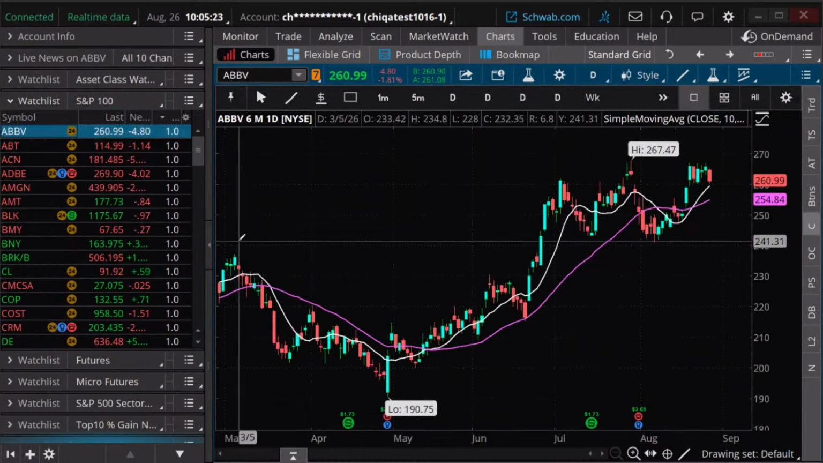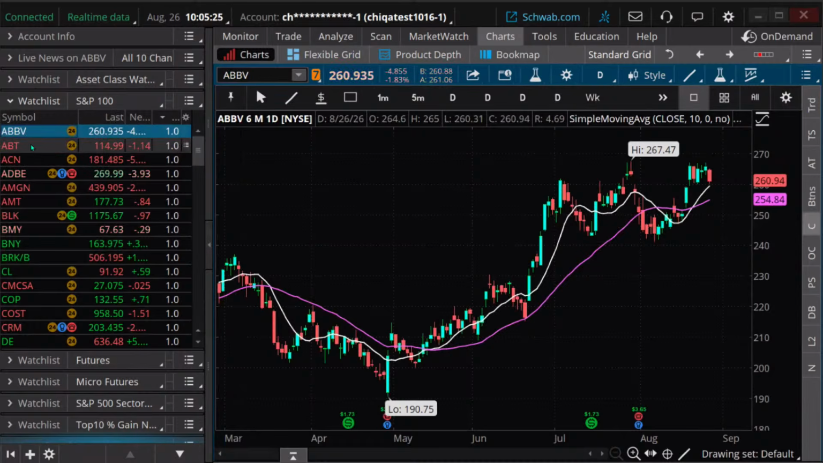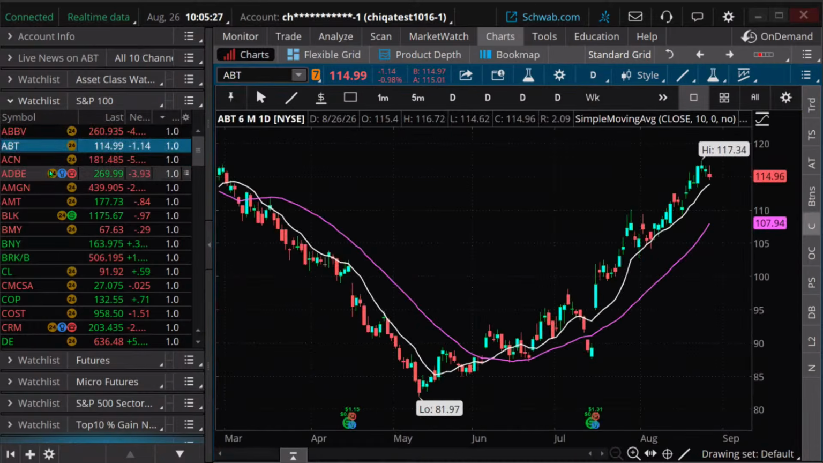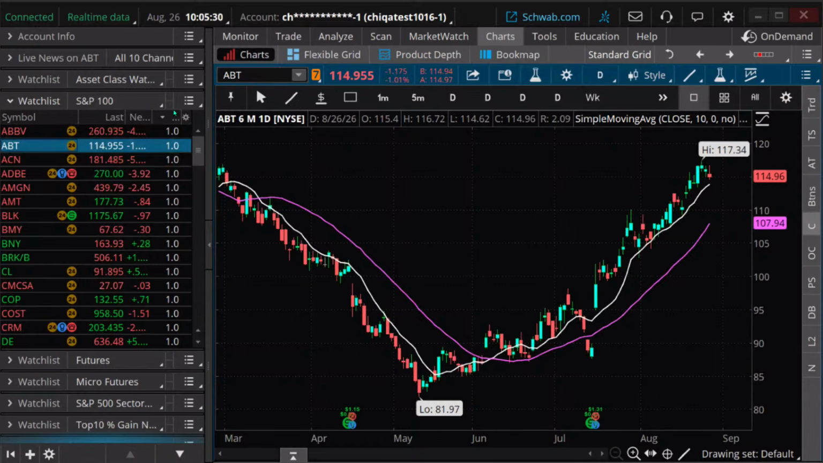So what I can do is take my S&P 100, go down, and sort by this. You can always sort by that column there.